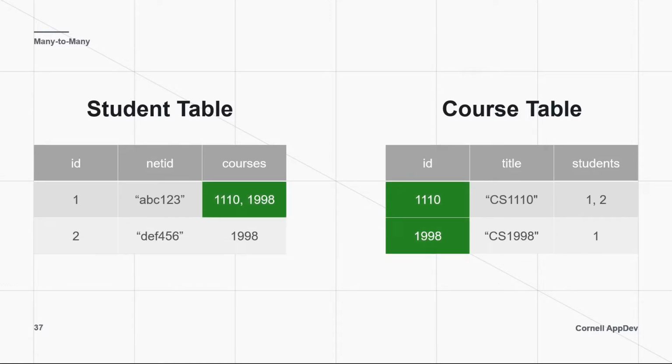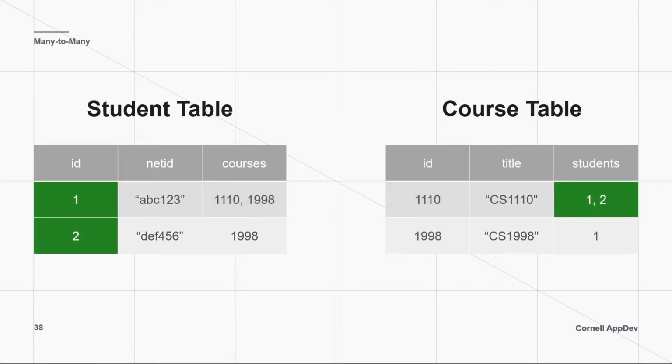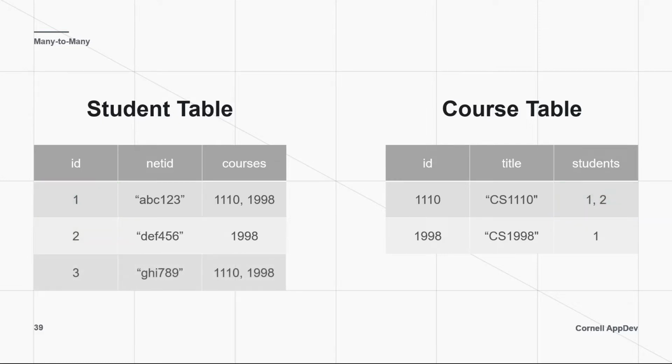But anyways, let's say you wanted to find the courses that student 1 was in. You would say, okay, it's in 1110 and 1998, and then you select that from the course table. Seems fine so far. And then you want to see which students are in 1110. And so you're like, okay, it's 1 and 2, so it's both of these students. Cool, that's working out. But now let's say we add a new student into both of the classes.